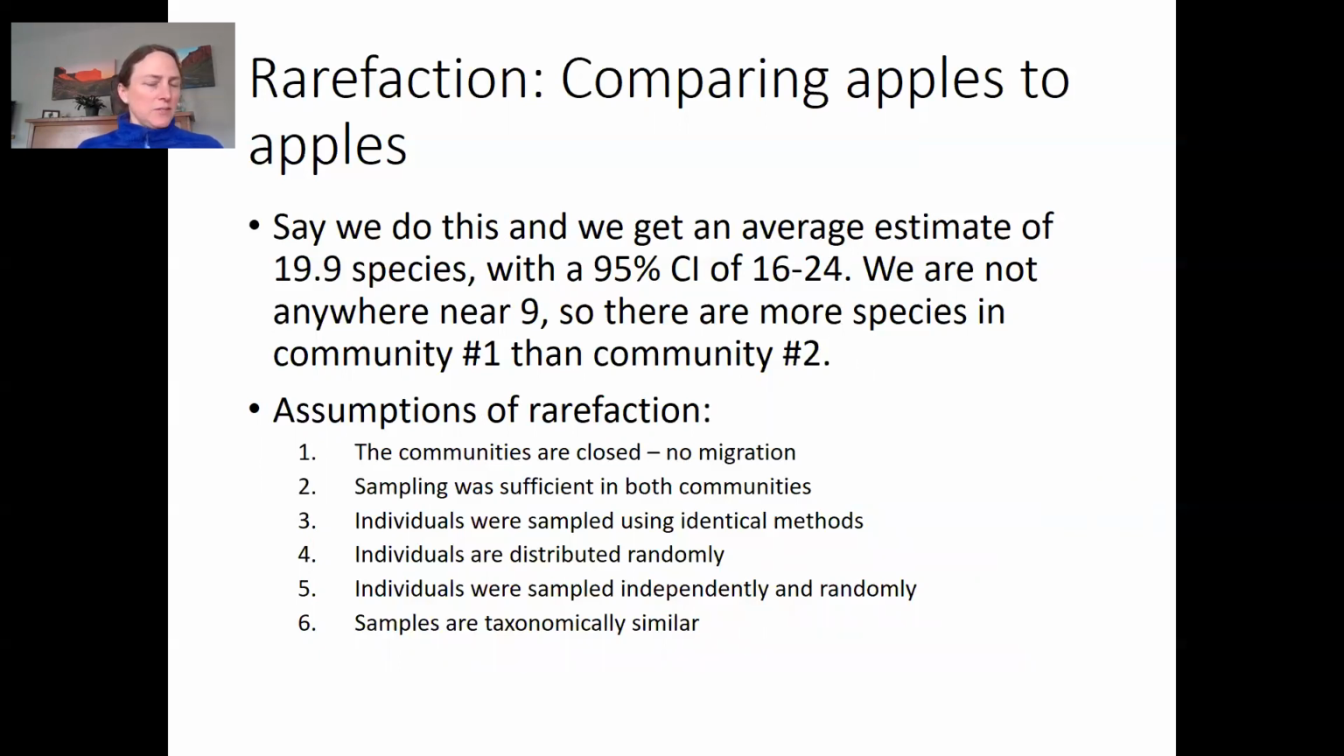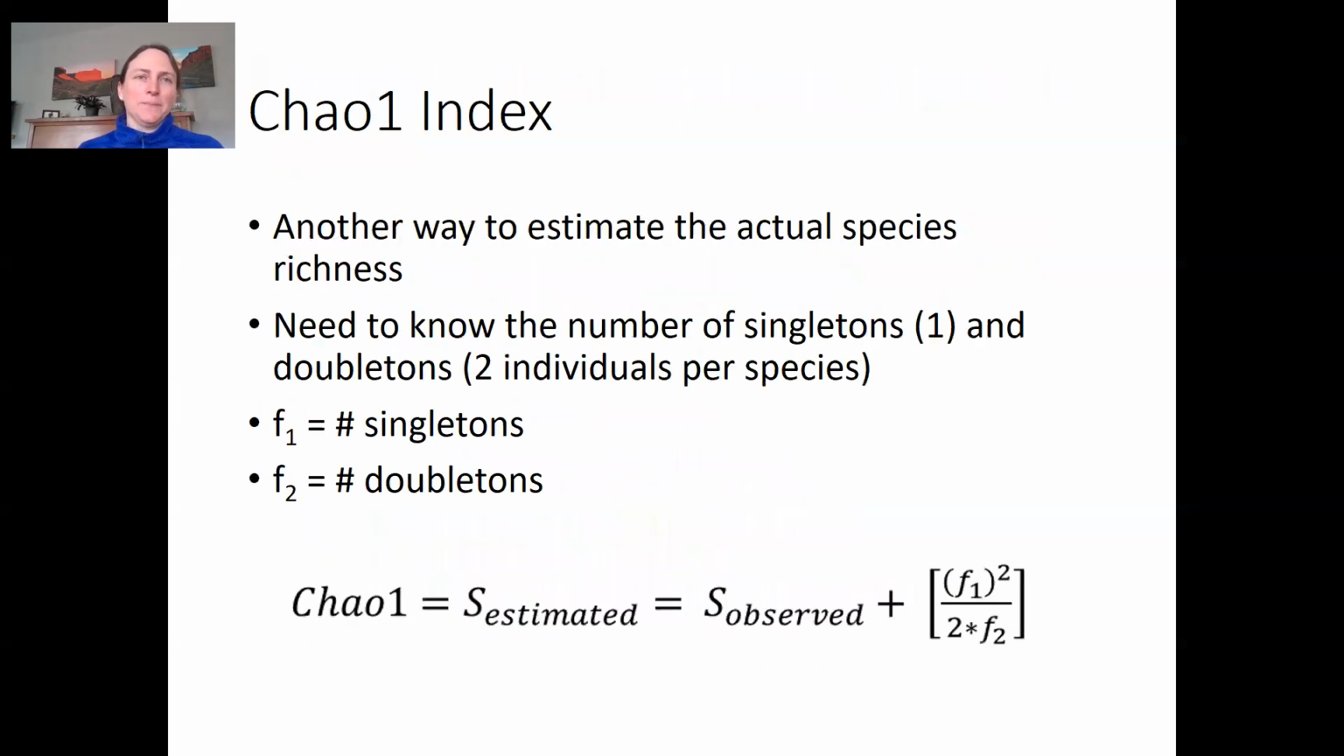And there are some assumptions of rarefaction. 1, communities are closed, there's no migration. 2, sampling was sufficient in both communities. 3, individuals were sampled using identical methods. 4, individuals were distributed randomly across space. 5, individuals were sampled independently and randomly. And 6, the samples are taxonomically similar.